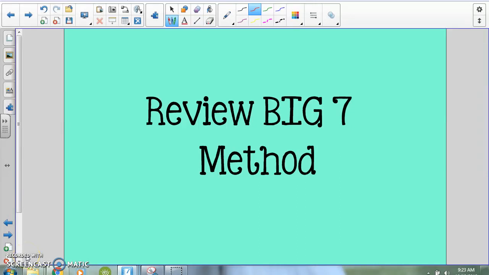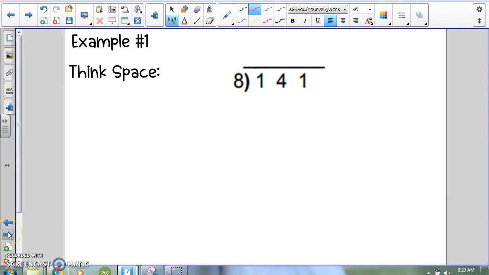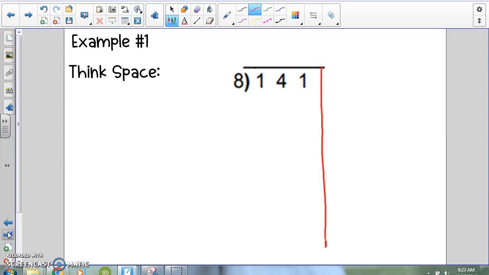Welcome to today's lesson. Today is Friday, October 19th, and we're reviewing the Big 7 method. Please write this title at the top of your paper on the right-hand side and put the page number. So, we're going to be reviewing the Big 7 method, which we learned about in class. I'm going to extend my line down here a little bit to make it a 7.